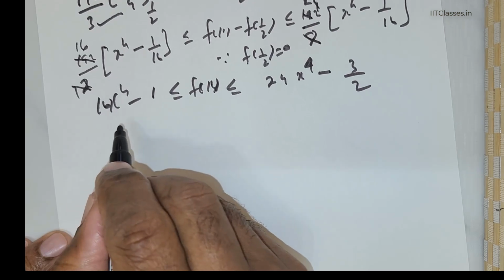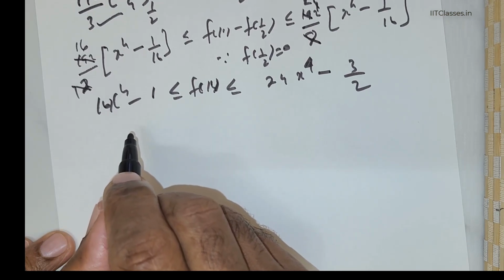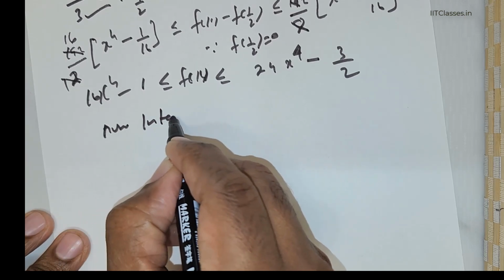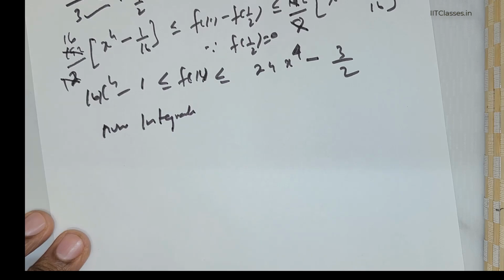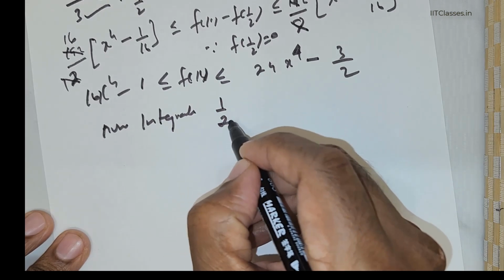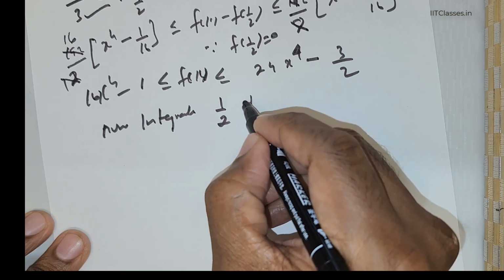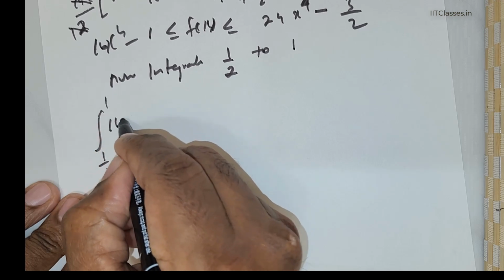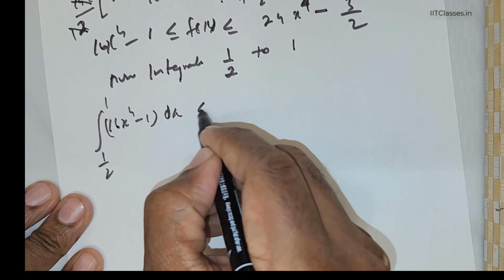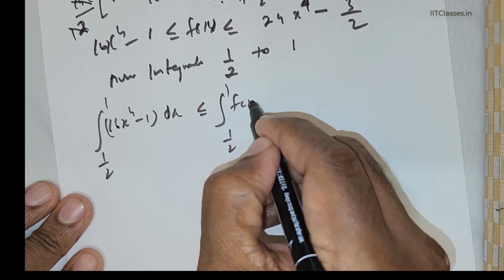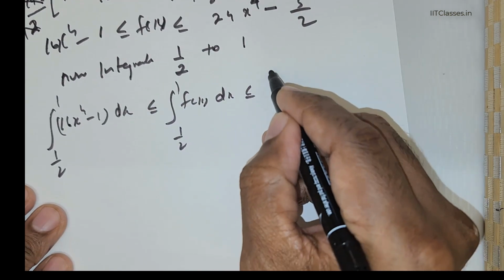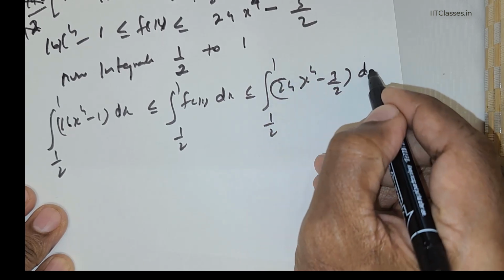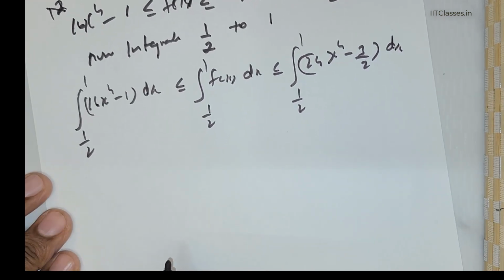Now what I would like to do is integrate. Initially the integration was from 1 over 2 to x, right? I am now going to be integrating from 1 over 2 to 1. So this is going to be the integral from 1 over 2 to 1 of 16 x to the power of 4 minus 1 times dx, less than or equal to the integral from 1 over 2 to 1 of f of x times dx, less than or equal to the integral from 1 over 2 to 1 of 24 x to the power of 4 minus 3 over 2 times dx. This is what we get.